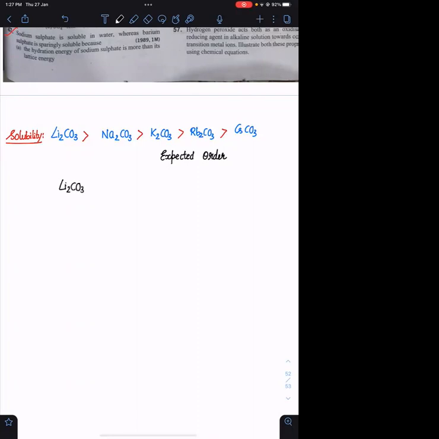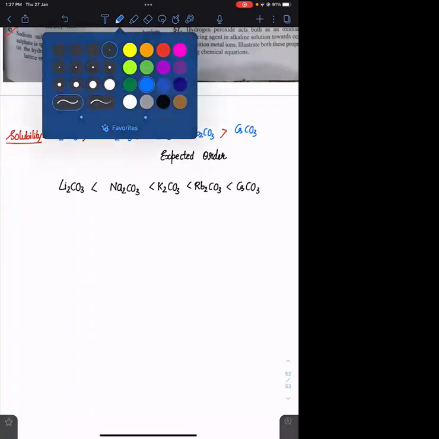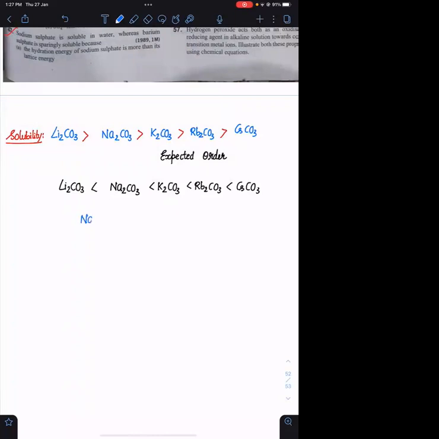Li2CO3 is lesser than Na2CO3, lesser than K2CO3, lesser than Rb2CO3, lesser than Cs2CO3. Similar is the order for bicarbonates. Bicarbonates में I'm not marking here LiHCO3 because lithium bicarbonate exists only in solution ना, so इसके solubility के बारे में discuss ही नहीं करेंगे. बाकी सब bicarbonates जो है they are solids, so इसलिए इनके बारे में discuss कर रहा हूँ.